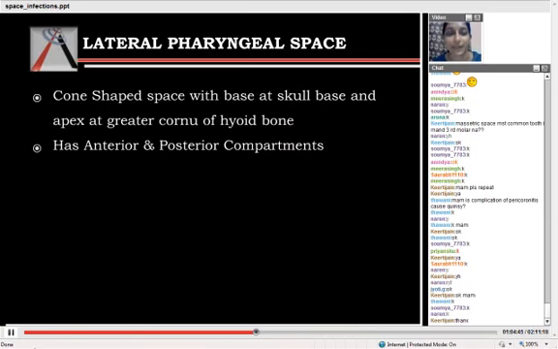Here. Okay. So lateral pharyngeal space. Imagine your pharynx. Imagine the pharynx being covered by a superior constrictor, middle constrictor, inferior constrictor, and imagine the lateral portion of the pharynx. That forms your lateral pharyngeal space, both the sides like this. So the pharyngeal space is nothing but a cone-shaped space with the base at the skull. Okay, apex is at the greater cornu of the hyoid bone.